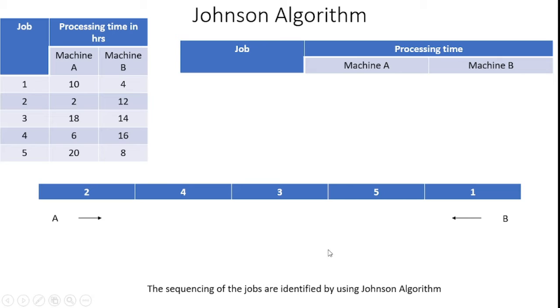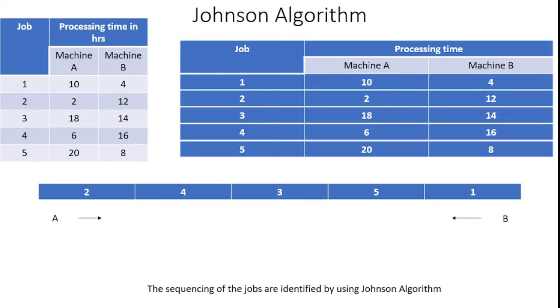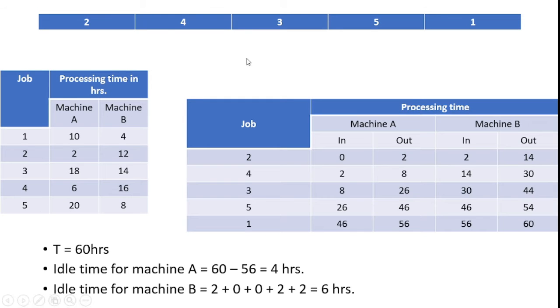So the sequencing of the jobs is identified by using Johnson's algorithm, which is the method to identify the sequence of n jobs through two machines. Likewise, I can sequence the jobs. Next, the sequence 2, 4, 3, 5, 1 I identified through Johnson's algorithm. For that reason, here I create another table. In that table, I wrote the identified sequence 2, 4, 3, 5, and 1.